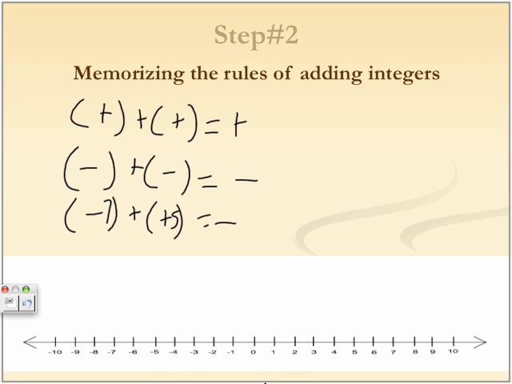So here we have a line graph, and this is usually for visual learners. So here we have negative 7, so we're going to start here and add 5. 1, 2, 3, 4, 5. See, it's still on the negative side, so now it's going to be negative 2.